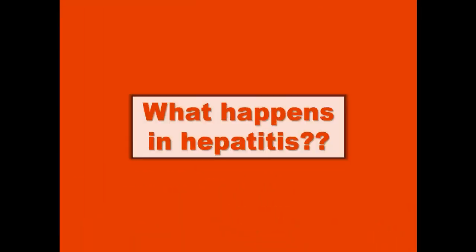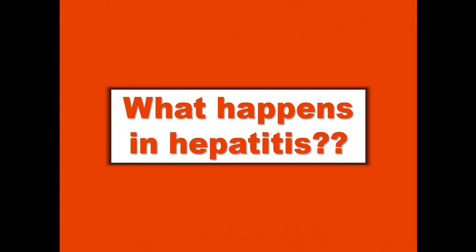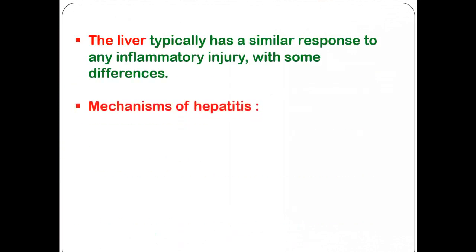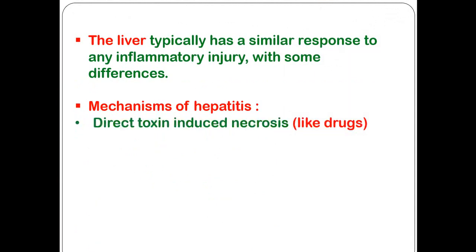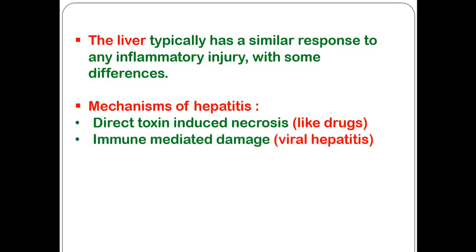The question is, what happens in hepatitis? As we say, it is inflammation of the liver cell. The liver typically has a similar response to any inflammatory injury, with some differences peculiar to the histology of the liver. The mechanism of hepatitis could be either direct toxin-induced necrosis of the liver cell, like what happens in drug-induced hepatitis, or immune-mediated damage of the hepatocyte, like what happens in viral hepatitis.